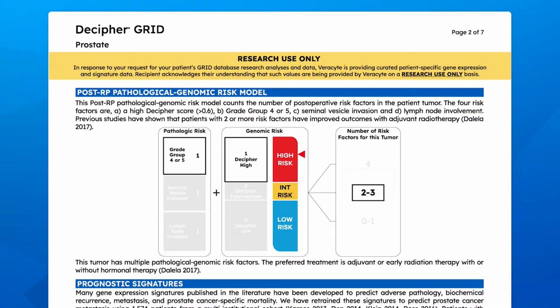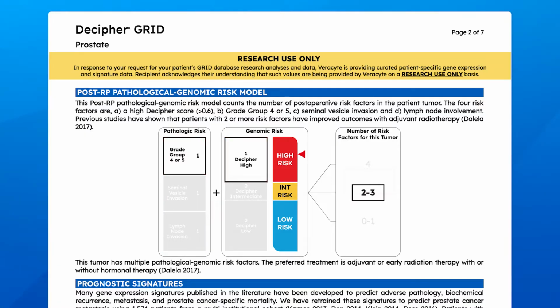And 4 risk factors were established: high Gleason grade group of 4 or 5, seminal vesicle invasion, lymph node invasion, or high Decipher risk, meaning Deciphers of 0.6 and above. Each of these factors has 1 point associated with it. If there's more than one feature or more than 1 point, this signifies that the tumor may benefit from earlier radiation at PSA levels that are lower than 0.2.